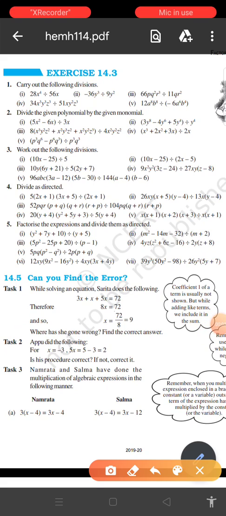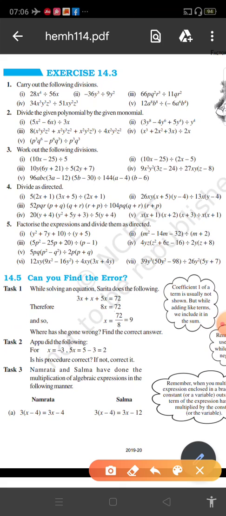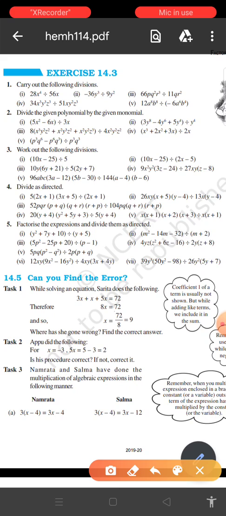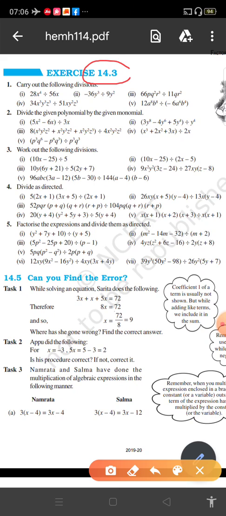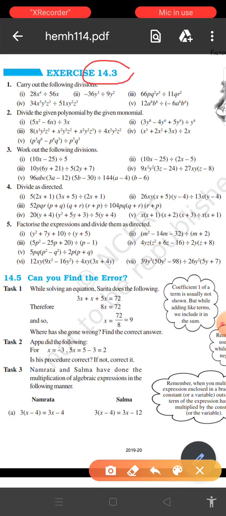Good morning, student. Today we are going to solve exercise 14.3. You can see here 14.3 of factorization. Question number 1. Carry out the following division.